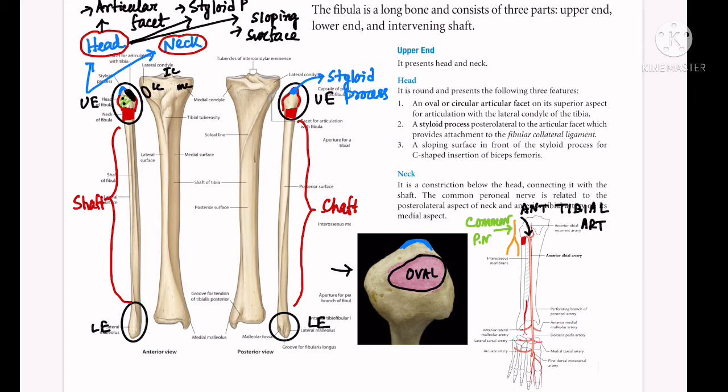So the anterior tibial artery lies on the medial aspect of the neck, and the common peroneal nerve lies on the lateral aspect of the neck. That common peroneal nerve divides into two terminal branches: one is the superficial peroneal nerve and the other is the deep peroneal nerve. The terminal branching of the common peroneal nerve occurs at the level of the neck of the fibula, on the lateral side of the neck of the fibula.